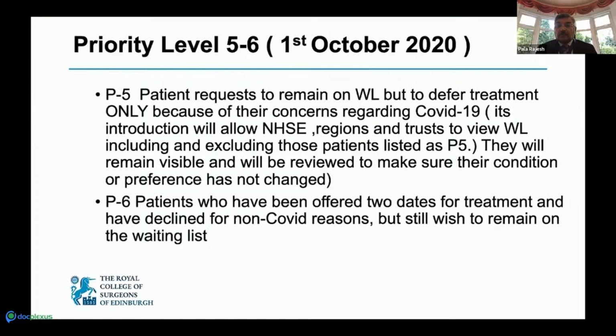So these patients will remain visible and they will be reviewed by the teams to make sure that their own preference has not changed or the stage of their disease has not changed. This is difficult. However, this is one of the ways that we think that we could move forward. The priority level 6 are patients who have been offered 2 dates for treatment and have declined for non-COVID reasons, but still wish to remain on the waiting list.